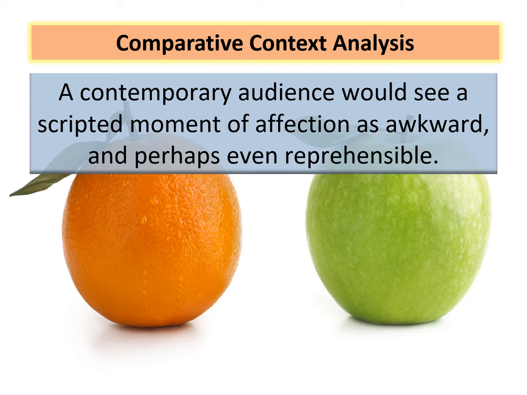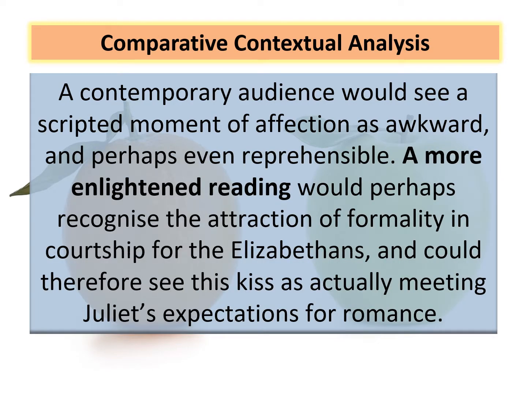So an example is this. "A contemporary audience would see a scripted moment of affection as awkward and perhaps even reprehensible." How often would it be that we expect in a contemporary Western audience to see love as being spontaneous, authentic, and, if you excuse the cliche, from the heart? We can then show the reading of the past, maybe even with a phrase like "a more enlightened reading," or "audiences with an awareness of Elizabethan culture would have perhaps recognized the attraction of formality in courtship for the Elizabethans, and could therefore see this kiss as actually meeting Juliet's expectations for romance."